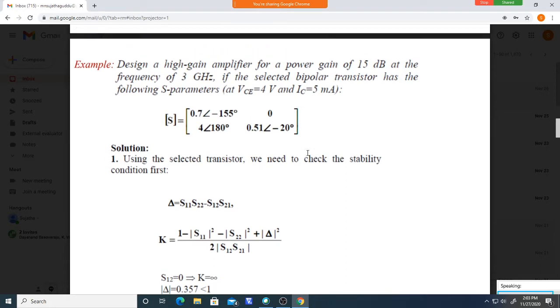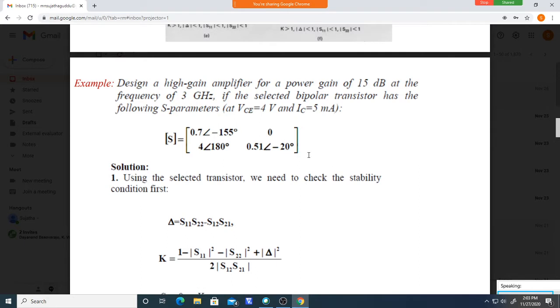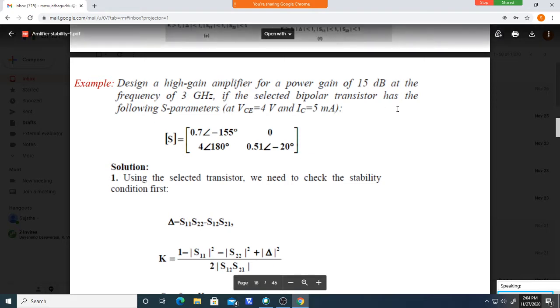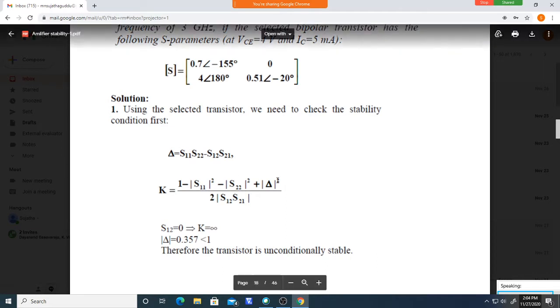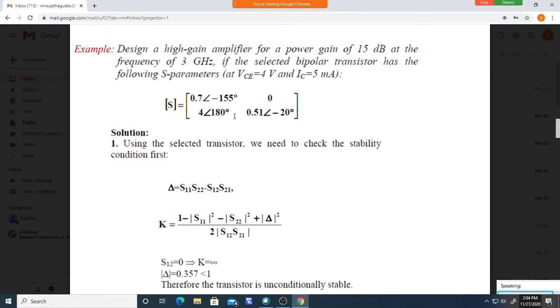So first, while designing any microwave amplifier, we should first check the stability of the amplifier. Once we get the stability, you have to check whether it is conditionally stable or unconditionally stable. If it is unconditionally stable, then there is no need to go for a graphical solution. You should design the amplifier, that is the input matching network and the output matching network, to get a particular value of gain.